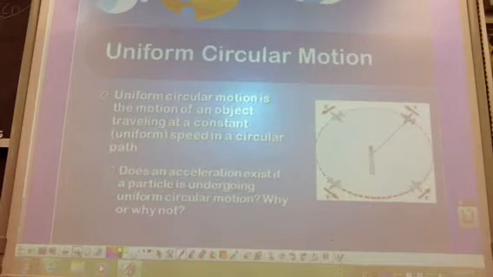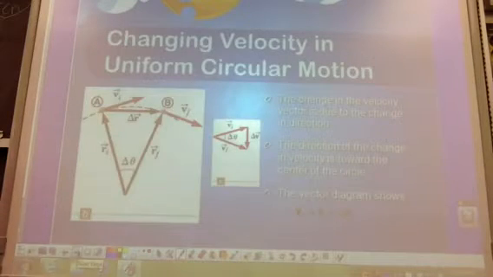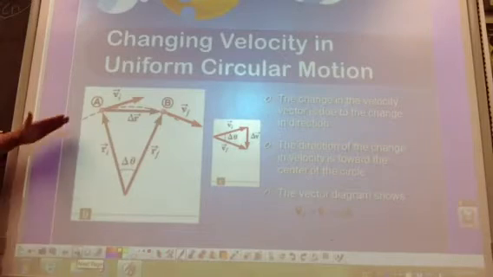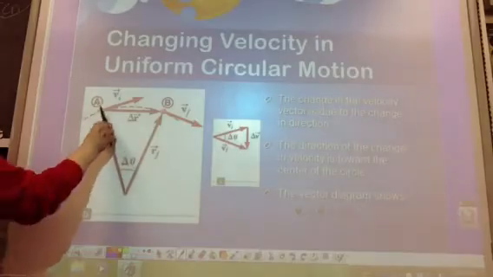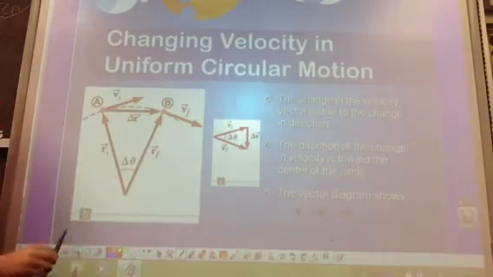So speed, or the magnitude of the velocity, will remain constant, but direction is constantly going to be changing. Now, the constant magnitude velocity vector will always be tangent to the path of the object, and it's going to be perpendicular to the radius of the circular path. So if this is my circle, the velocity vector is tangent to the path of that circle, and then it's perpendicular to the radius. So here's my radius, and that velocity vector is just perpendicular to the radius.